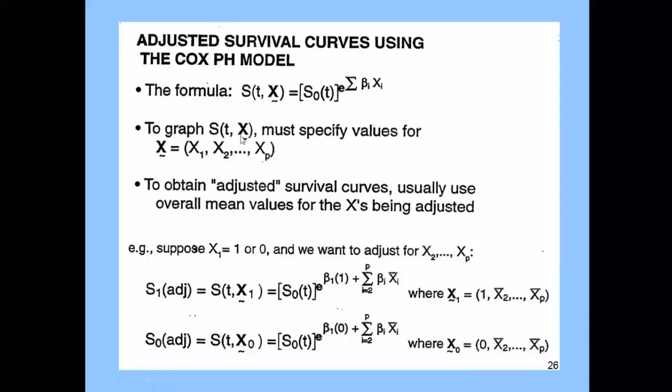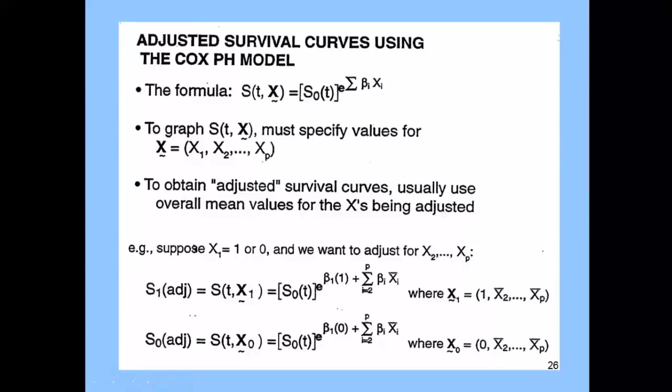To graph the survivor curve, you have to specify values for the x's. In our case, there were 2 x's, treatment and log white blood cell count. To attain an adjusted survivor curve, you usually use the overall mean values of the x's being adjusted. That's what you usually use, overall mean values.